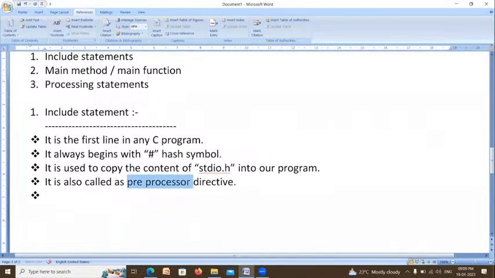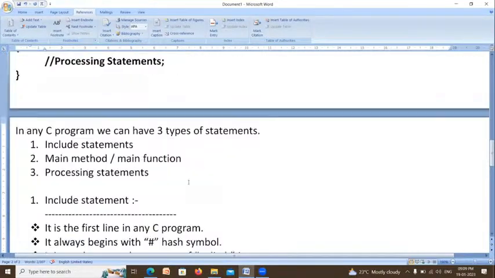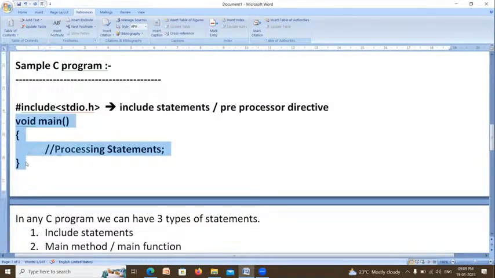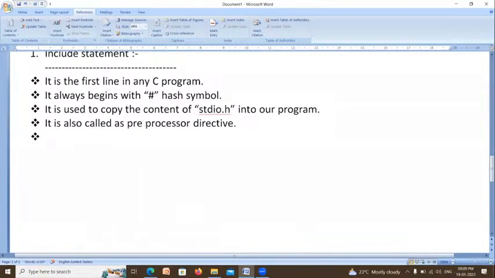What is the meaning of preprocessor? Preprocessor means it will execute before the main method. In your 10th class, you write a pre-final examination. Am I right? What is the meaning of pre-final? Before the final exam, you write one exam that is called pre-final. This line executes before the main method, so it is called preprocessor. Processing means execution. So preprocessor means it will be executed before the main method, at compile time.